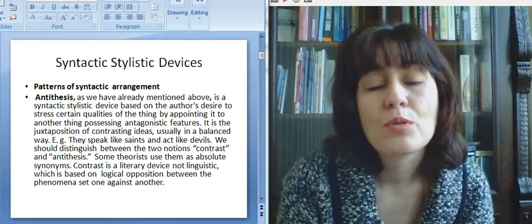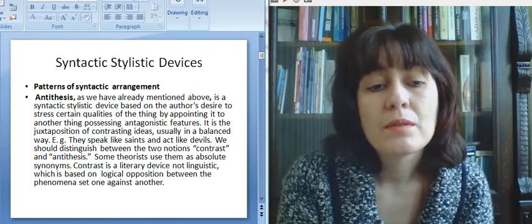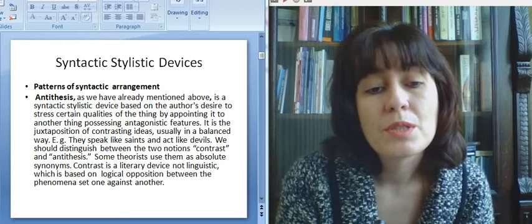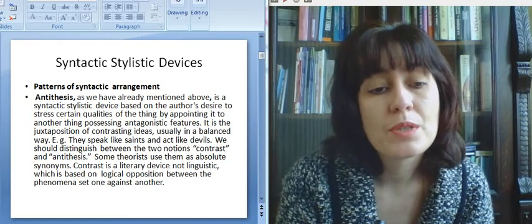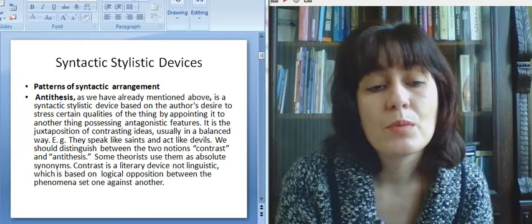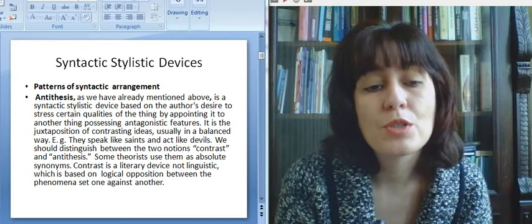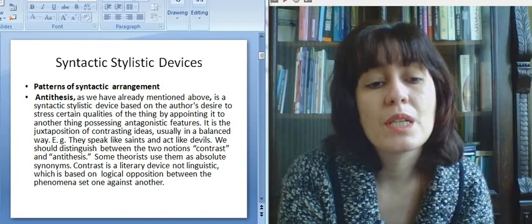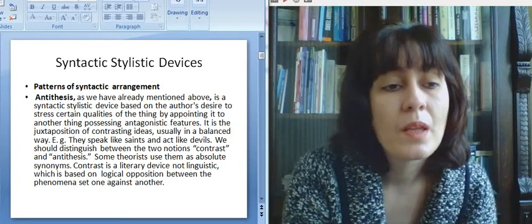We should distinguish between the two notions, contrast and antithesis. Some theorists use them as absolute synonyms. Contrast is a literary device, not linguistic, which is based on logical opposition between the phenomena set one against another.